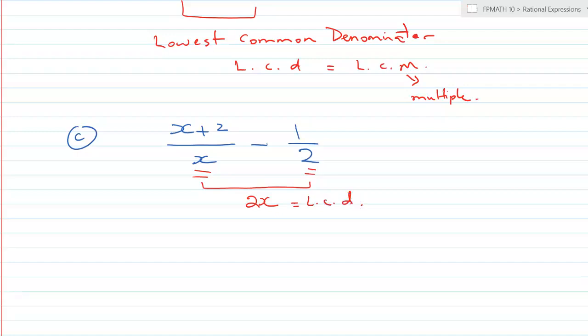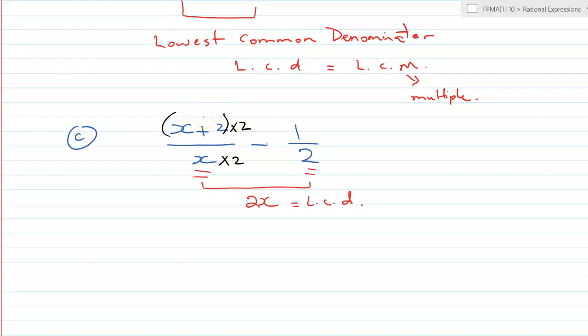That's usually what happens. Now, if it is 2x, that means we have to change this fraction, x plus 2 over x, so that it has 2x as a denominator. That means I have to multiply x by 2, and I have to multiply the numerator by 2, but be careful, we have to put a bracket around x plus 2, because that 2 on top times x plus 2, you have to multiply it in.